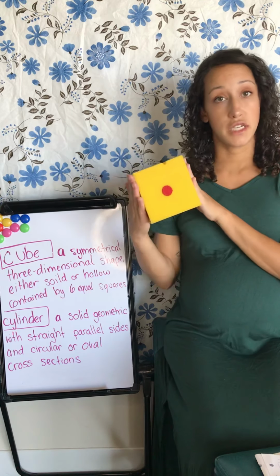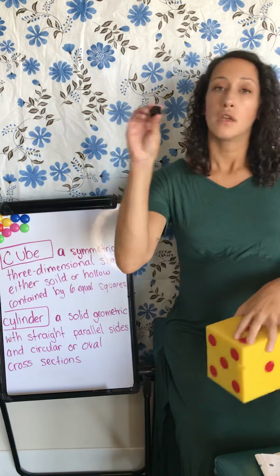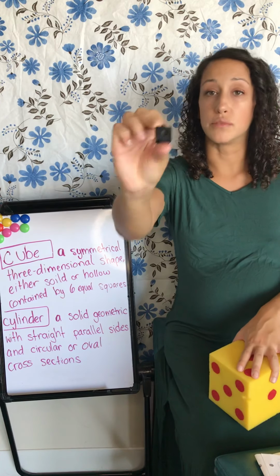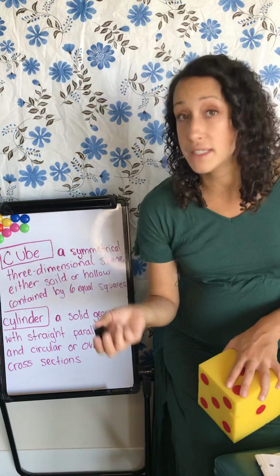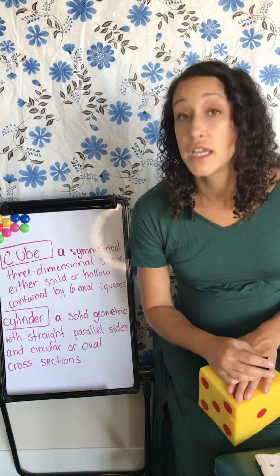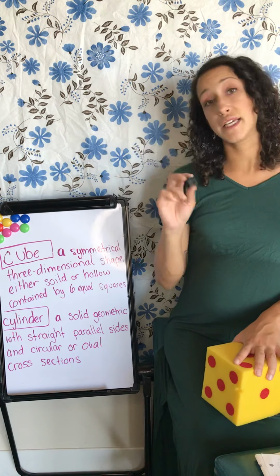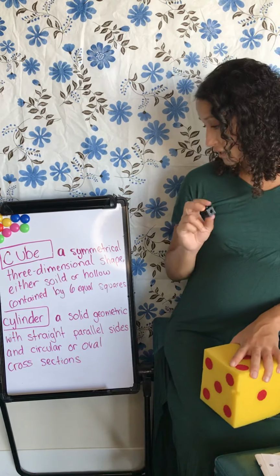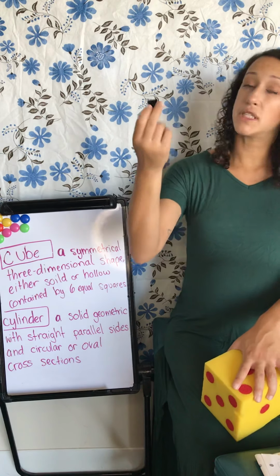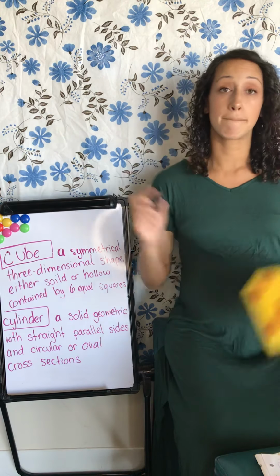So this dice is a cube. Our little counting cubes are also cubes. It's in the name. Did you hear me say it? Cubes. Yeah, it's the same on every side. It has 6 equal squares, and it's solid or hollow, and it's a three-dimensional shape.